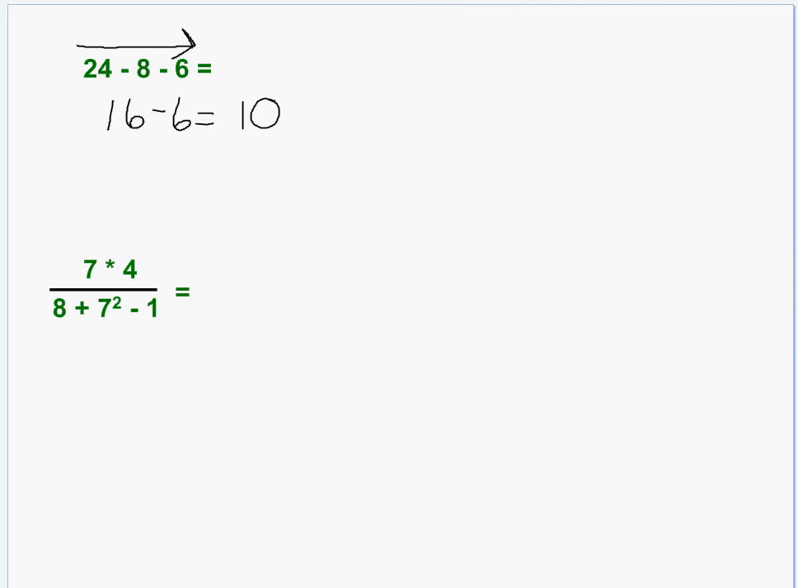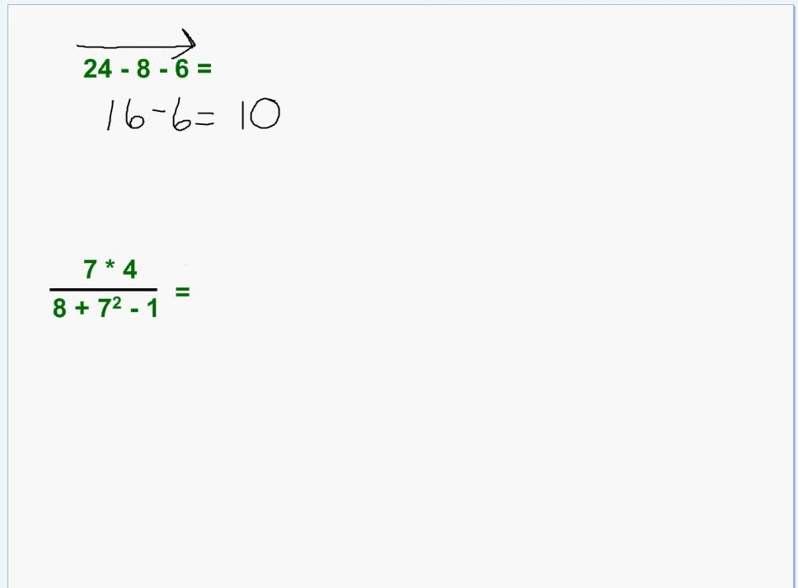This example is a little trickier. We have a division bar here, or a fraction bar. When you have those, I want you to solve the numerator, I want you to solve the denominator, or simplify, and then pay attention to the fact that it's a fraction, okay? I don't want this fraction bar throwing you. Just look at one, then look at the other.